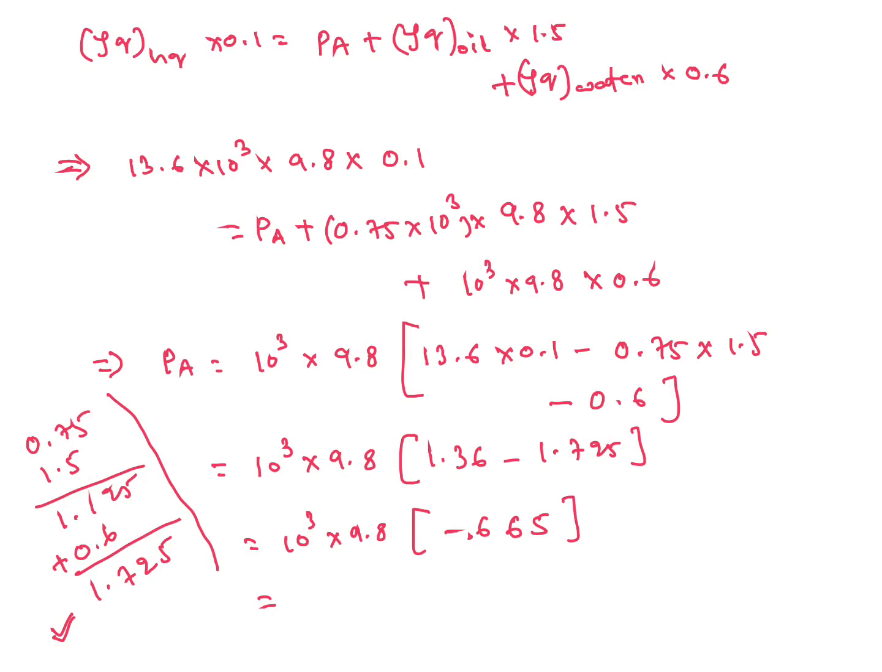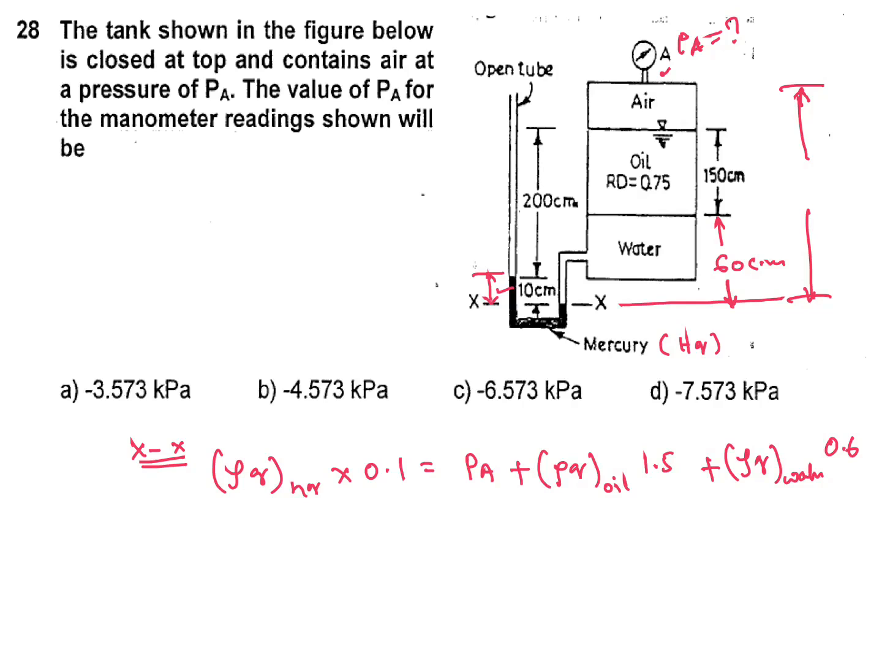So it will come 10 to the power 3 into minus 6.65, taking 9.8 as nearly 10. Options are in kilopascal, so minus 6.65 kPa. From the options we have to check: minus 6.65 is nearly C. So C is our answer.